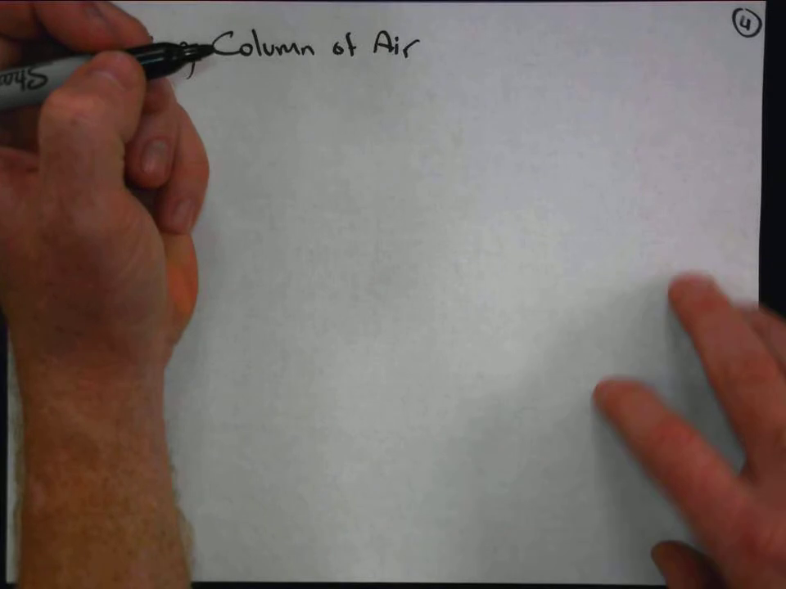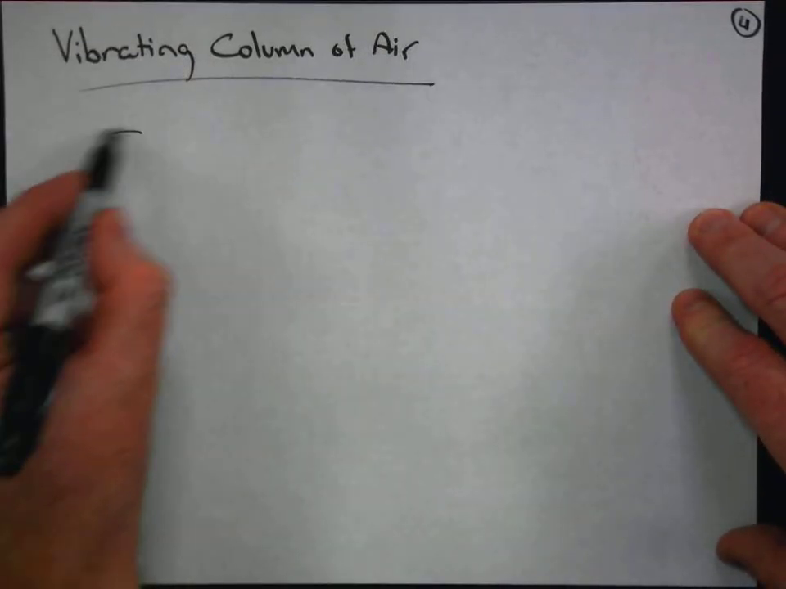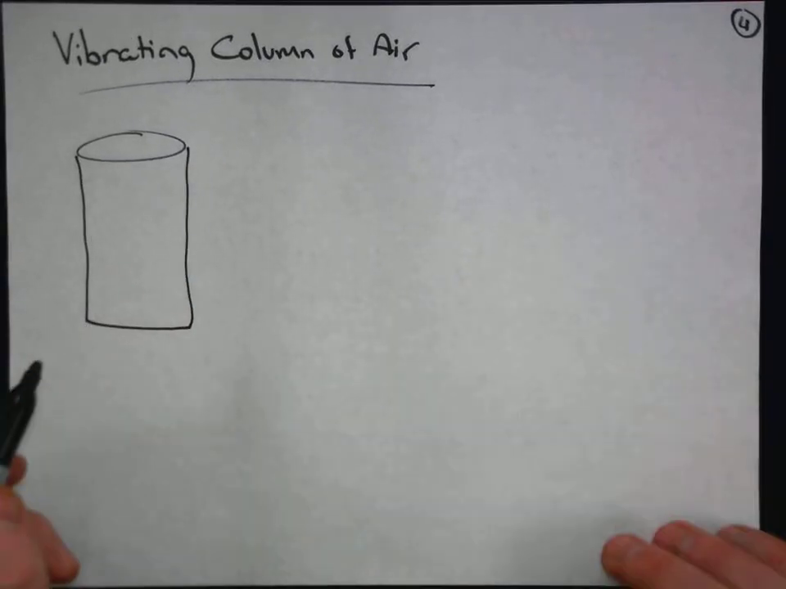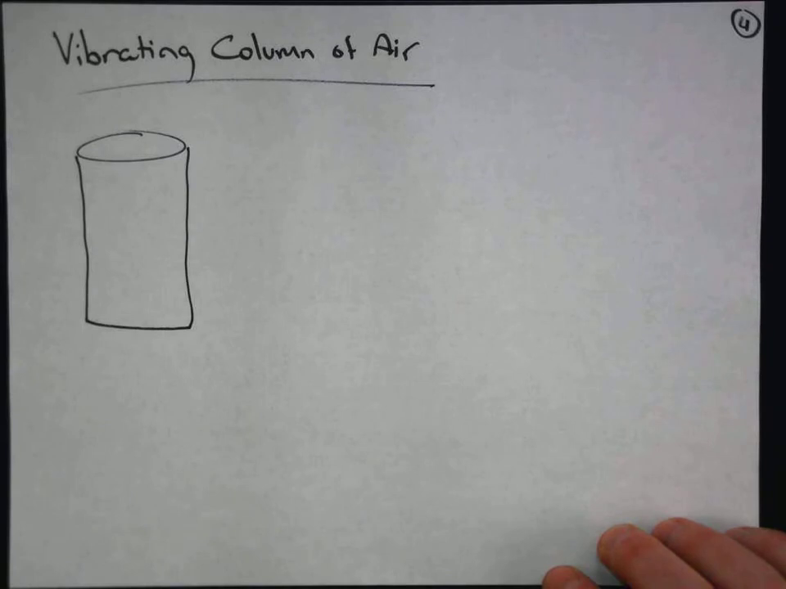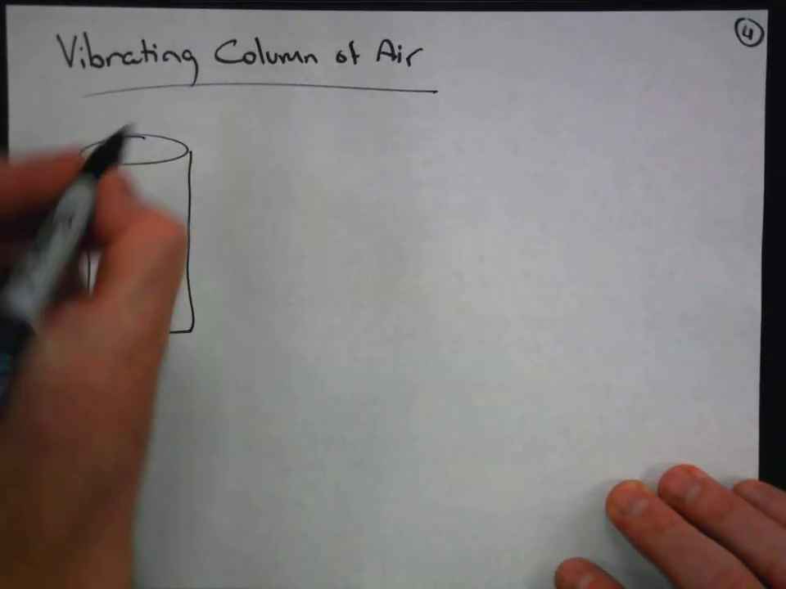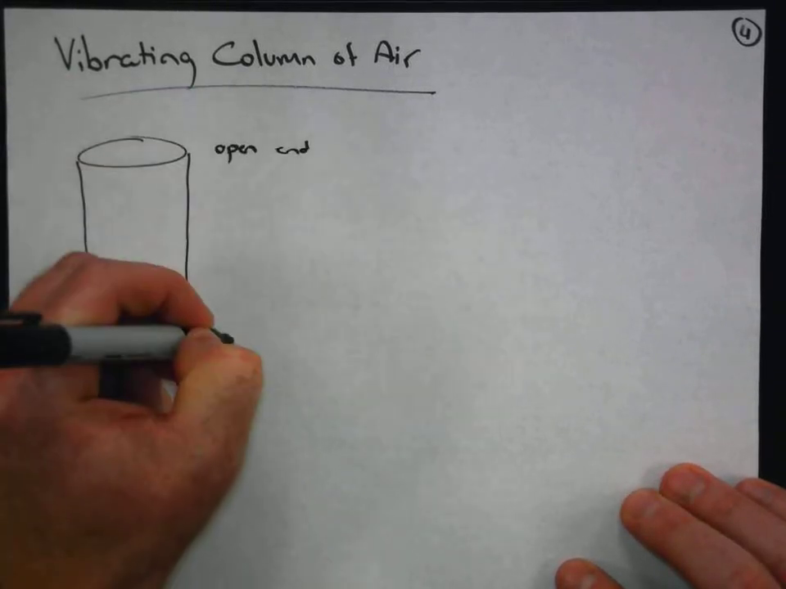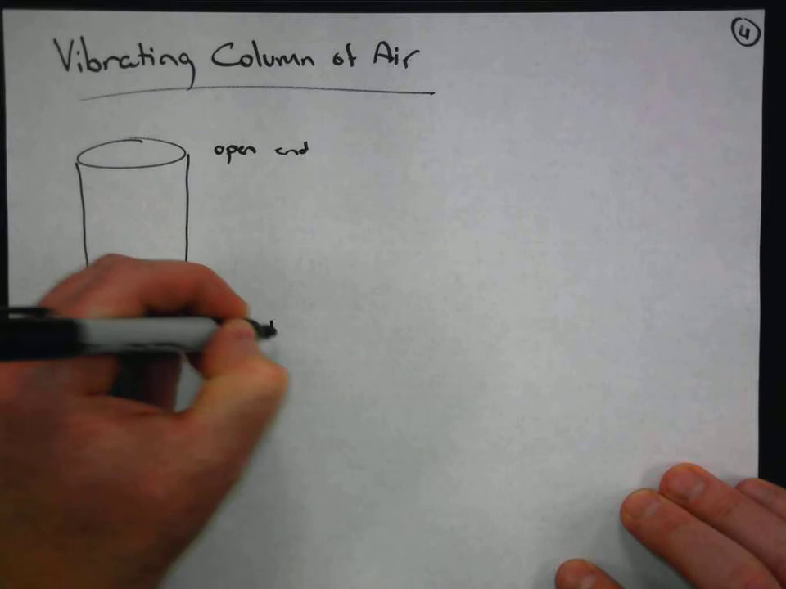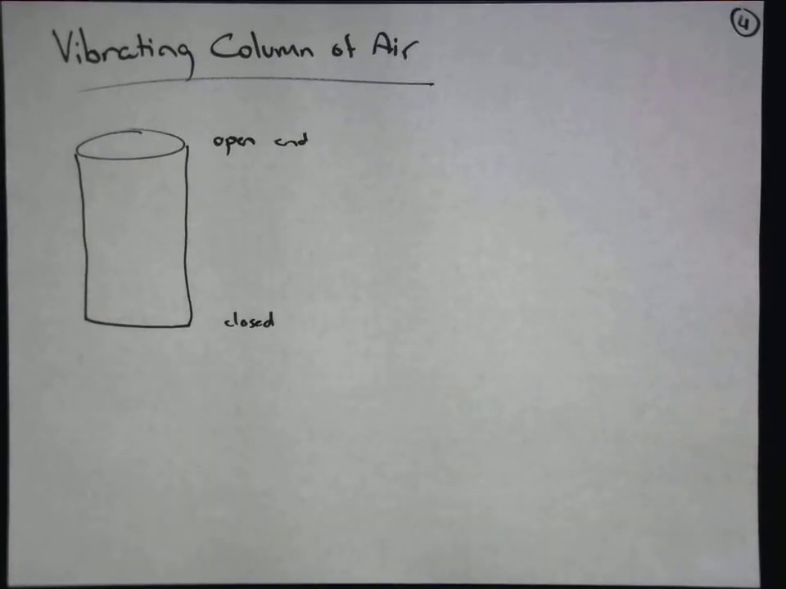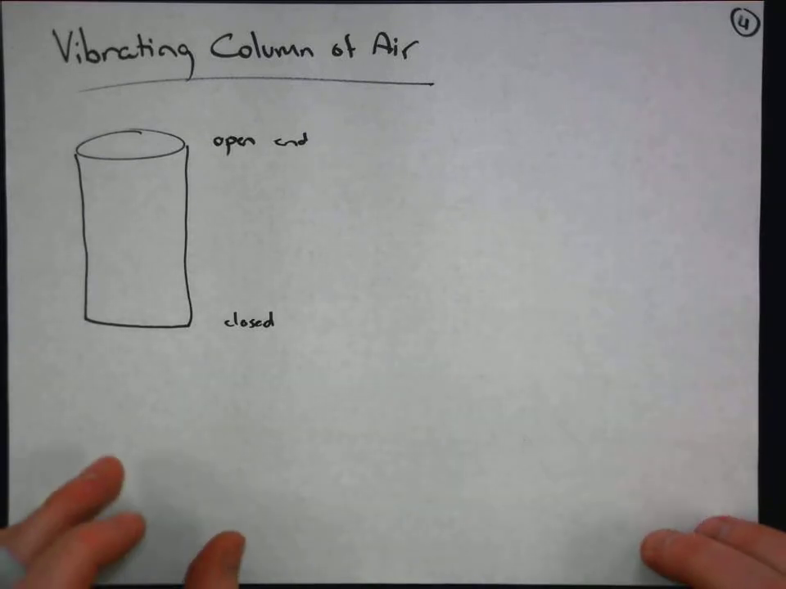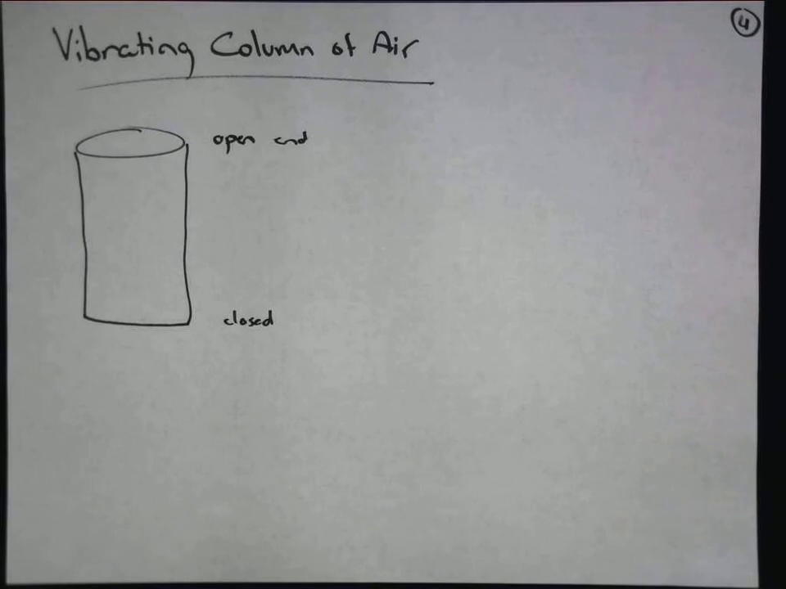All right, and we're going to draw this out. This is going to be pretty basic here. A column of air, maybe in a tube or something like that, part of an instrument. But I'm going to specify something that does matter. One end will be open, and one end will be closed. So imagine blowing over the top of a soda bottle and getting it to make that kind of sound. Well, you have a closed end and an open end, and you get the air inside vibrating to make a note.